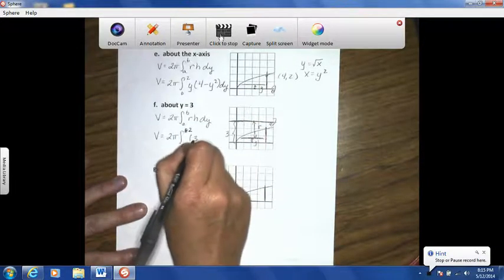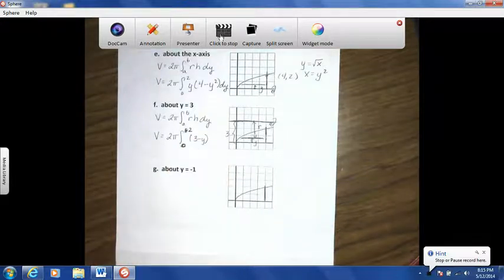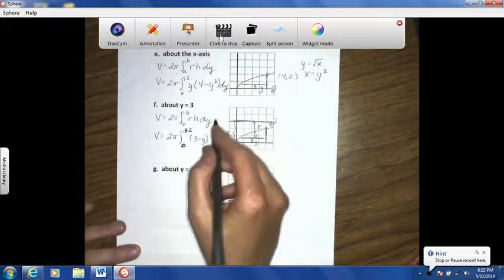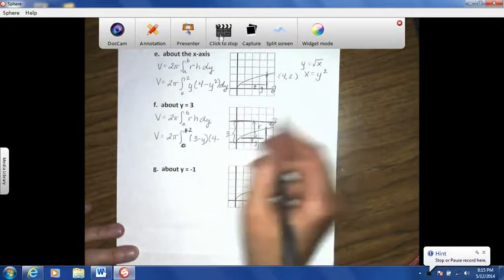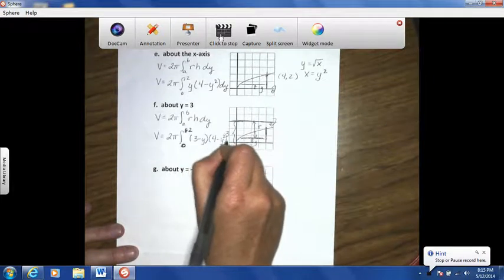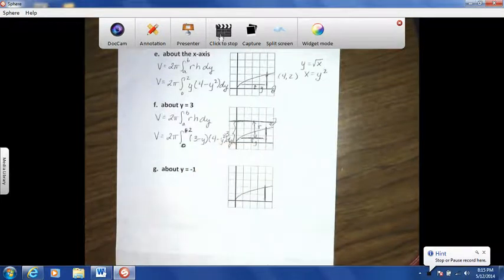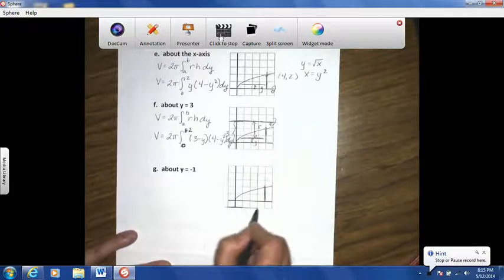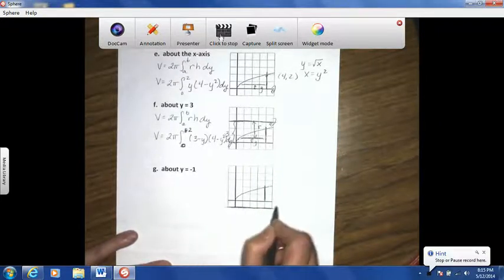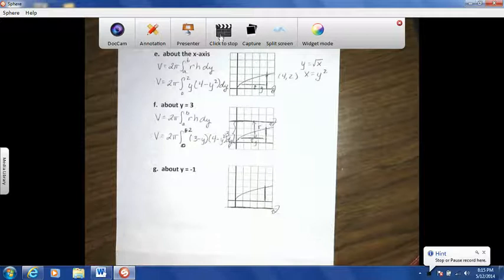So 3 minus y is the radius, and then the height is going to be the right side, which is 4, minus the left side, which we're using as y squared. And then times the differential dy. Okay, the last one I have for us is revolved around the line y equals -1. Y equals -1 is going to be down here below the x-axis.